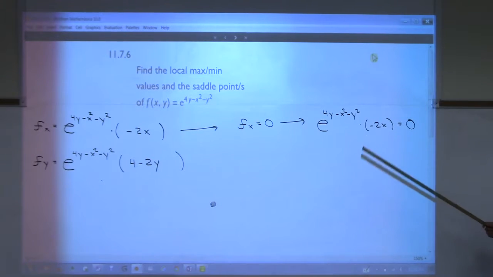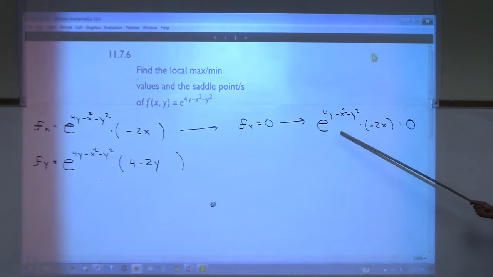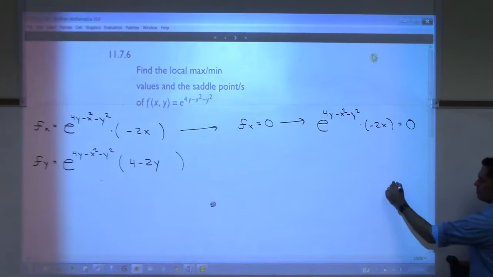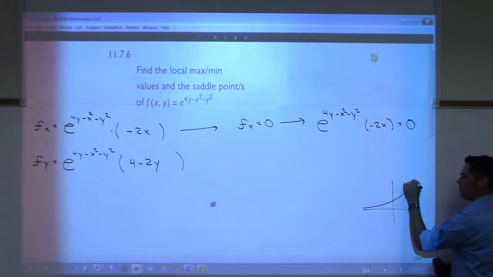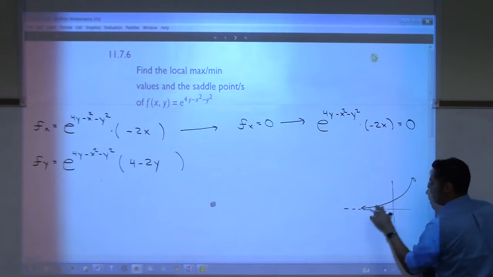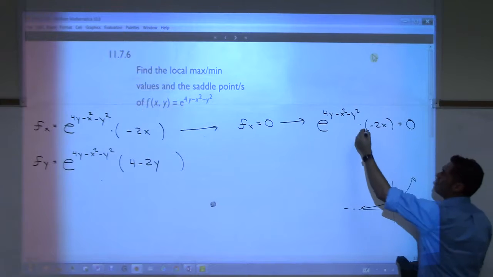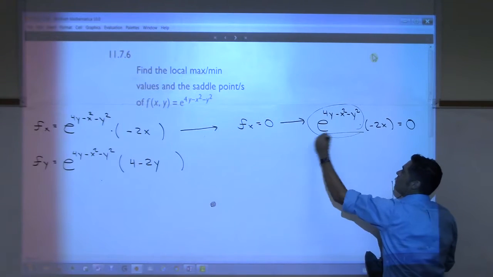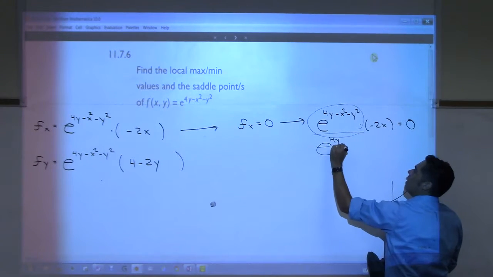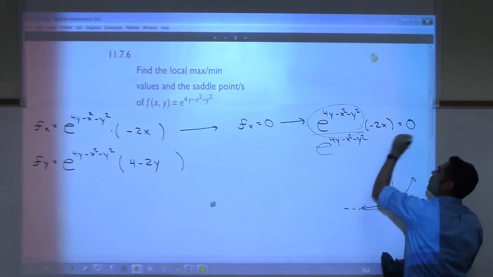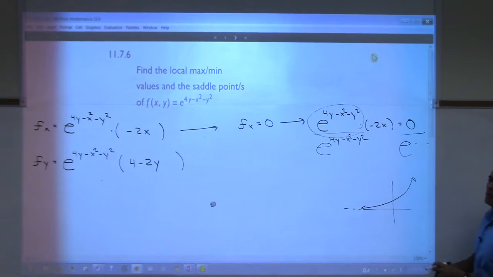So you need to ask yourself: e to any power is a number. That's right, e to anything can never be 0. Think about the graph of e. It asymptotically approaches 0, but it never is 0. So this entire term right here, you could divide out on both sides because you don't have to worry about dividing by 0, since this can never be 0. So you just clear it out completely.